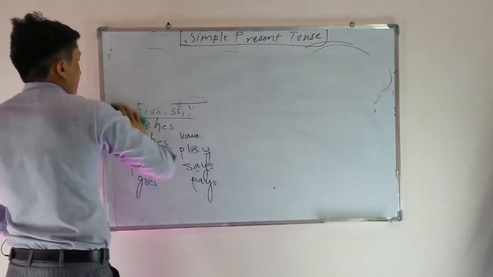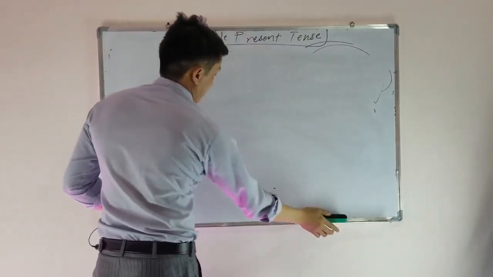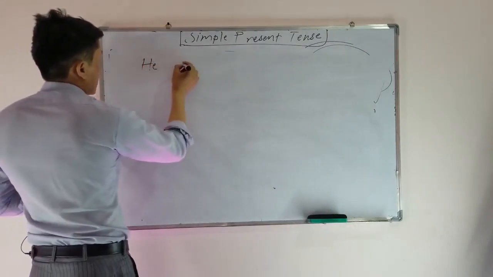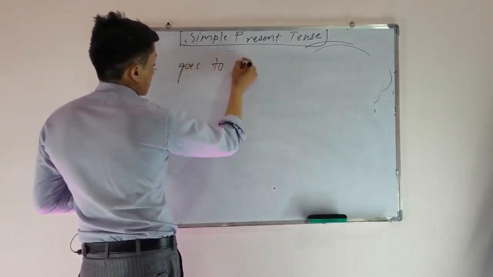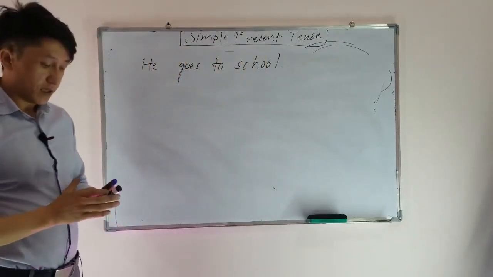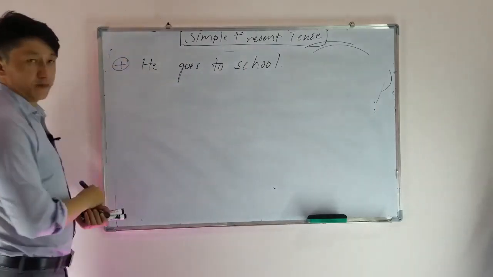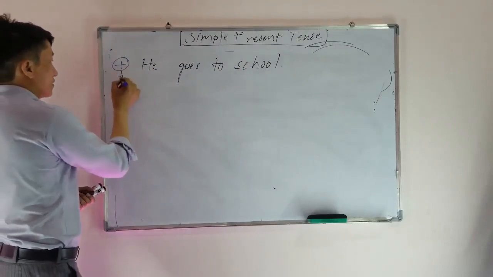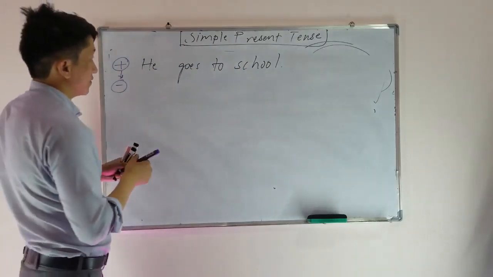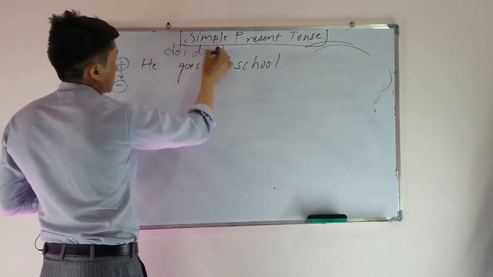Now let's give an example for simple present tense, for he, she, and it. He goes to school every day. Now this is an affirmative sentence, or we can call it a positive sentence. How can I change this positive sentence to negative? In simple present tense, to change it to negative, we have to use the auxiliary verbs do and does.